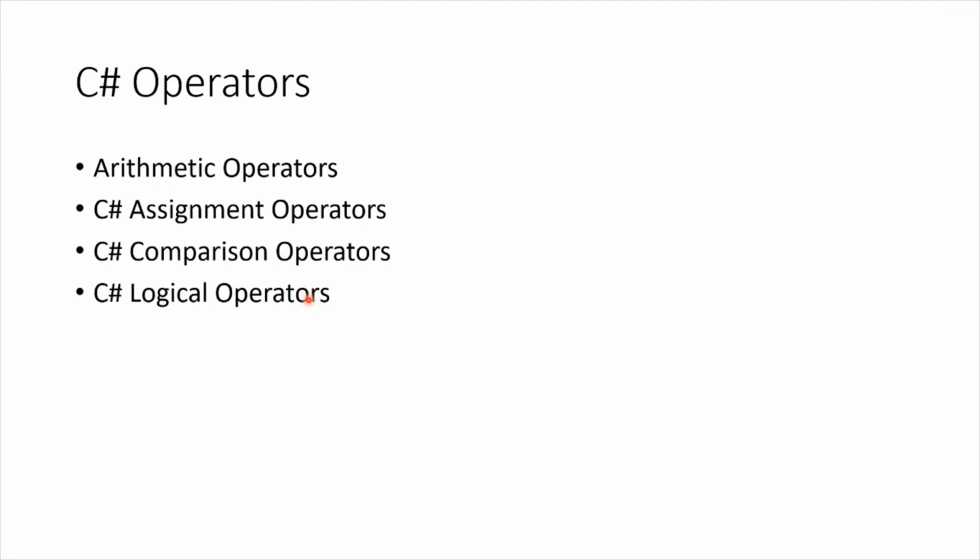So arithmetic operators: all the arithmetic operations are done using operators like plus, minus, multiply. The multiply operator is star, division is forward slash, modulus is percent, increment is plus plus, and decrement is minus minus. So these are arithmetic operators which you can use to do any arithmetic operation. Then you have the assignment operator, which I said is used to assign a value to a variable.